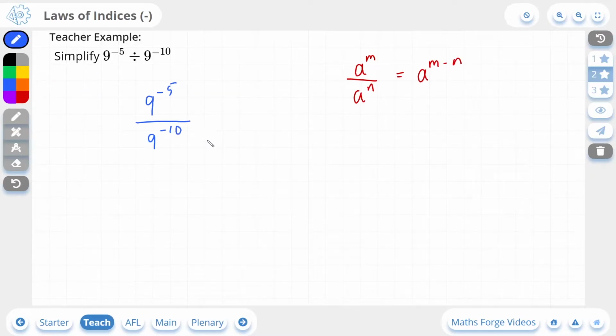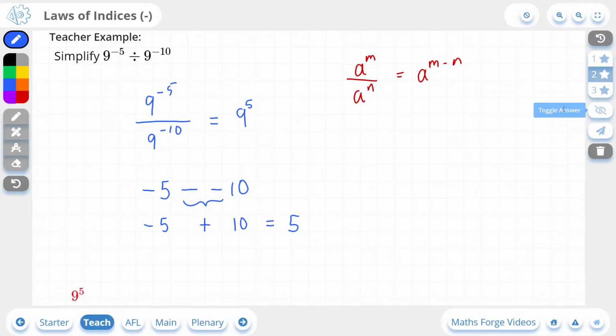So for our example here, we are going to end up with a base of 9. However, we have to subtract the power that's in the denominator from the power that's in the numerator. So we're going to have negative 5 subtract negative 10. And if you remember our lesson on negative numbers, if you are subtracting a negative number, it's the same as if you are adding it. So we're going to have negative 5 plus 10. And negative 5 plus 10 is equal to positive 5. So this should be the power for our final answer, 9 to the power of 5. If we check our answer, there it is.